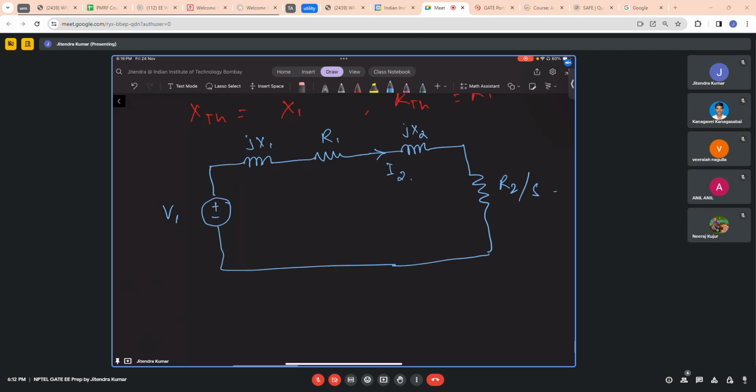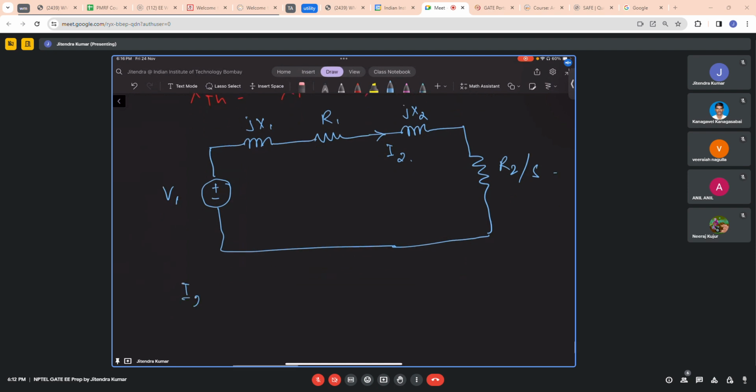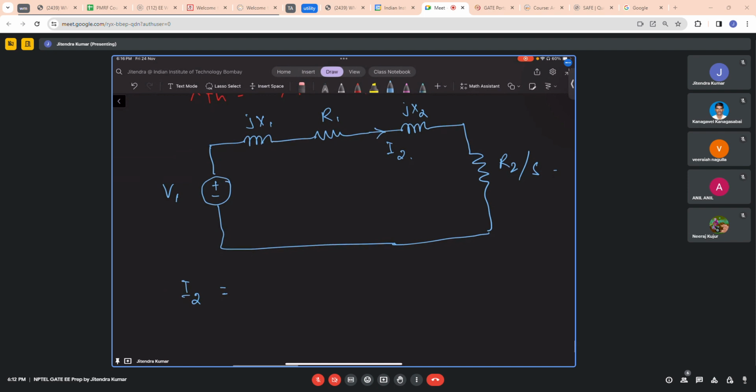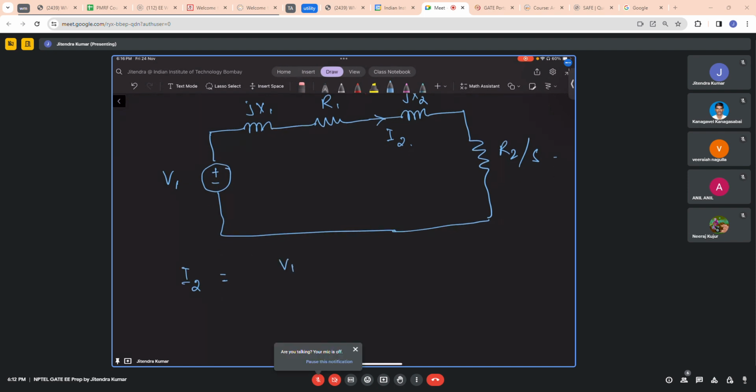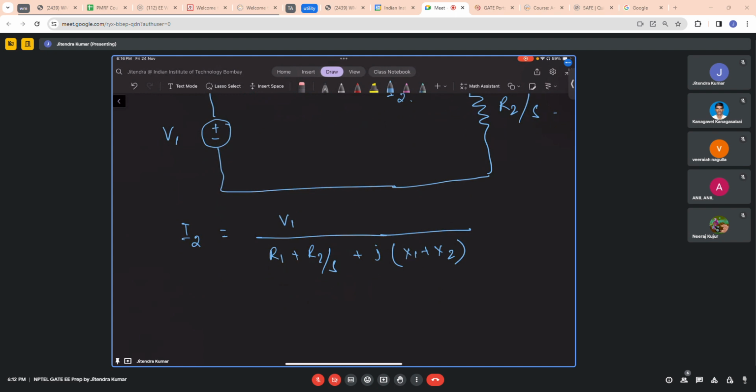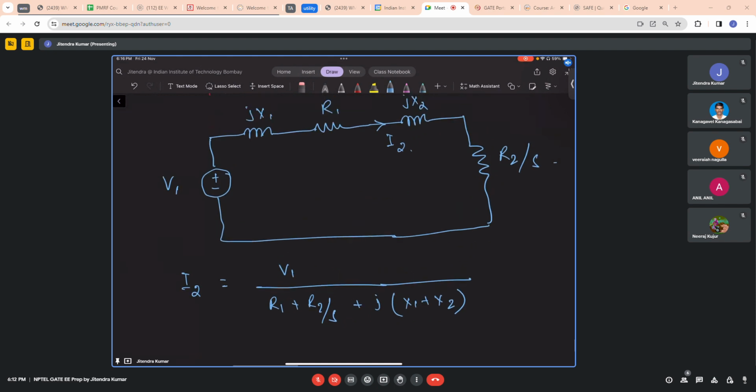The purpose behind simplifying this circuit was to find the current very easily. As soon as we see the parameters of the input, we are able to find the output side parameters. So I2, we can say, is V1 divided by R1 plus R2 by S plus J times X1 plus X2. So this is the current which is flowing in the circuit. This is the phase current, right? Because we are taking the equivalent circuit in phase parameters.